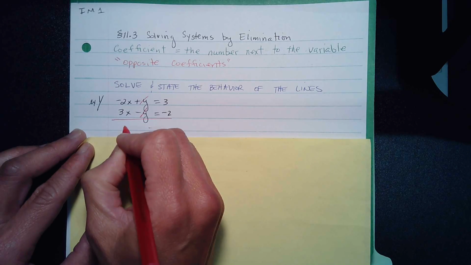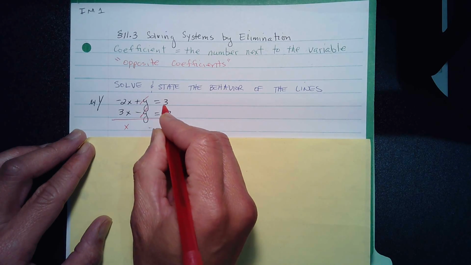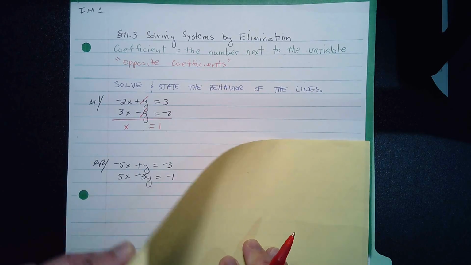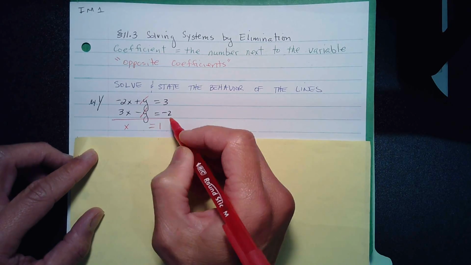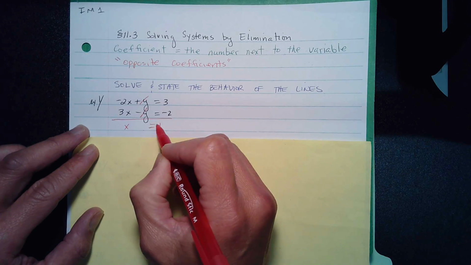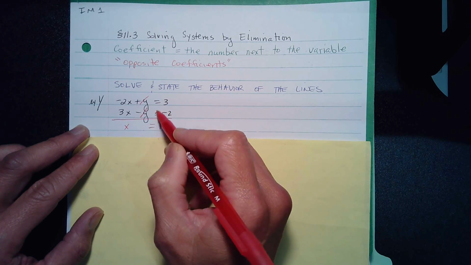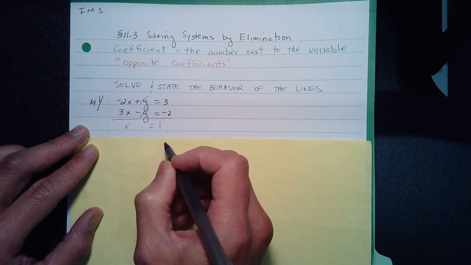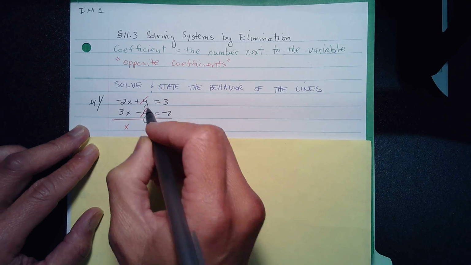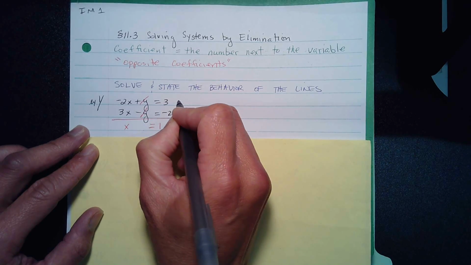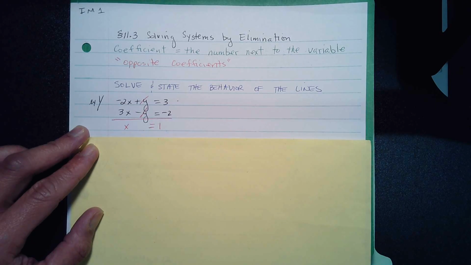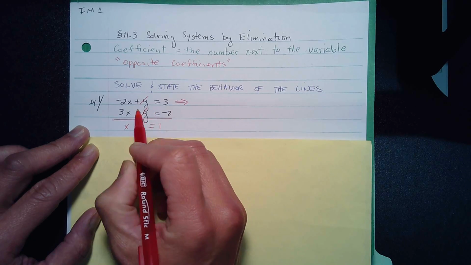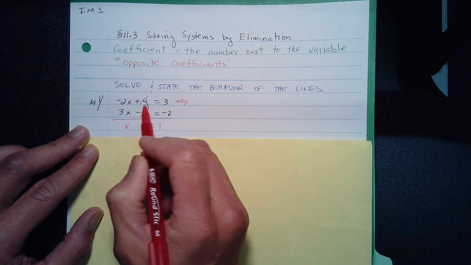-2x plus 3x is 1x. 3 minus 2 is 1. So x equals 1. After we do that, we're going to substitute this value back into one of these equations, because we have to now find y. The equation I prefer to work with is this top equation, because the coefficient of y is positive.